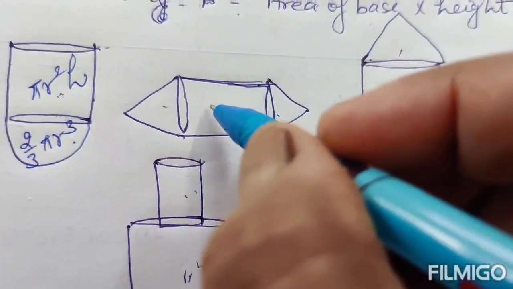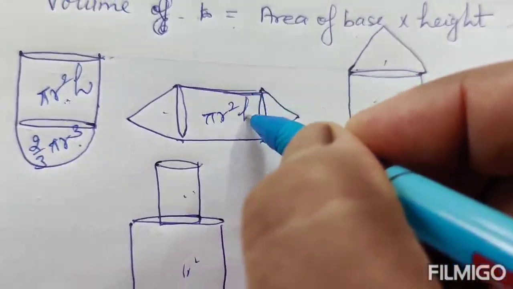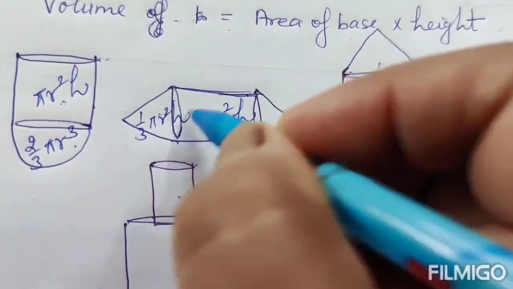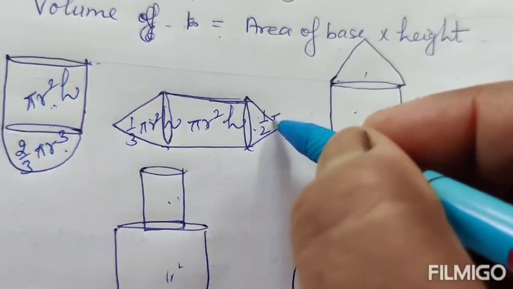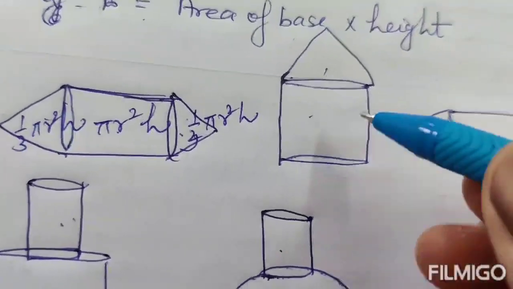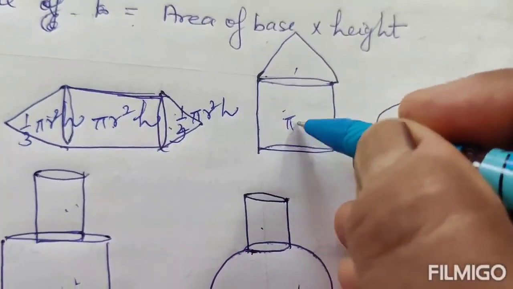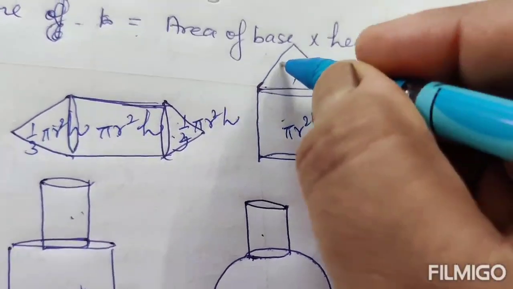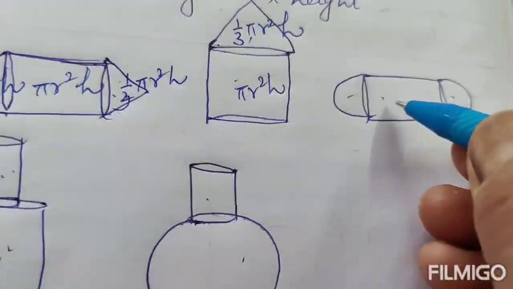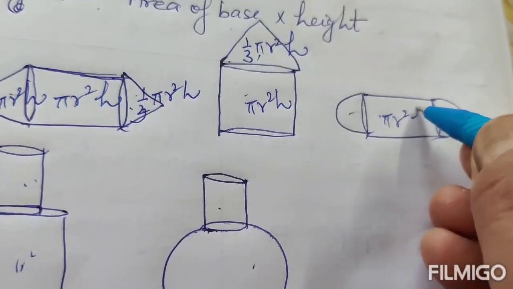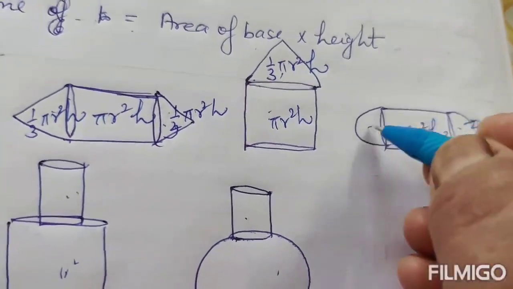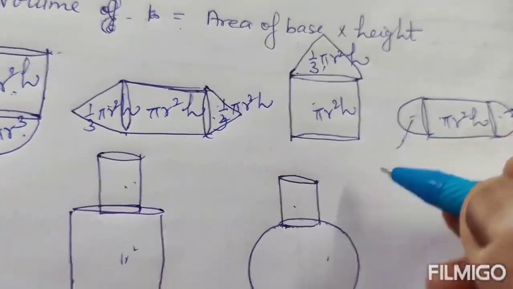In this figure, volume of cylinder is pi r square h and volume of cone is 1 by 3 pi r square h, and this volume is 1 by 3 pi r square h. In this figure, volume of cylinder is pi r square h and volume of cone 1 by 3 pi r square h. In this, volume of cylinder pi r square h plus 2 by 3 pi r cube and 2 by 3 pi r cube.